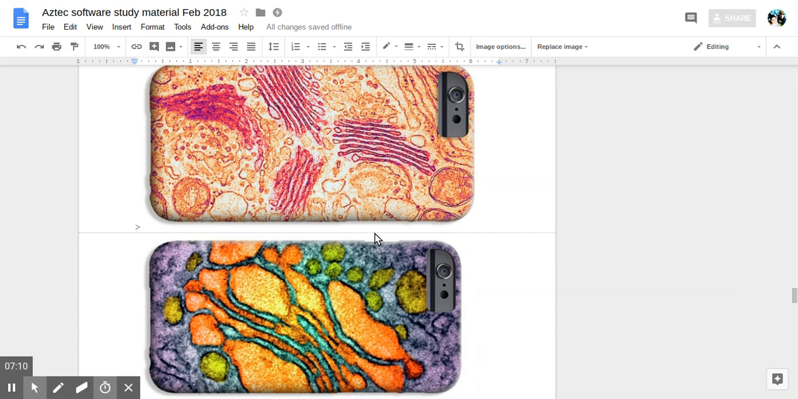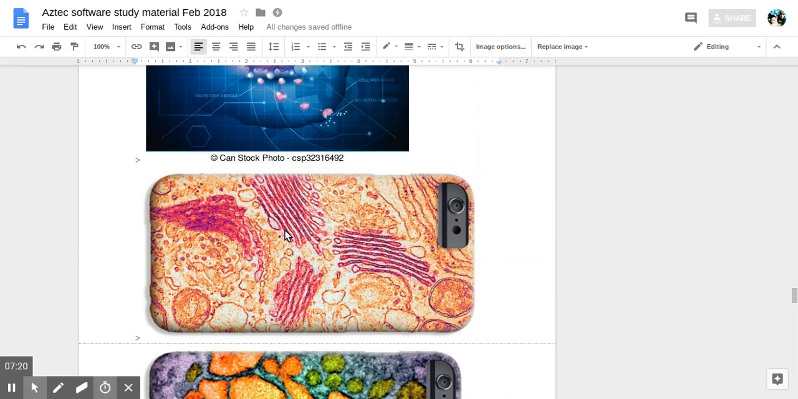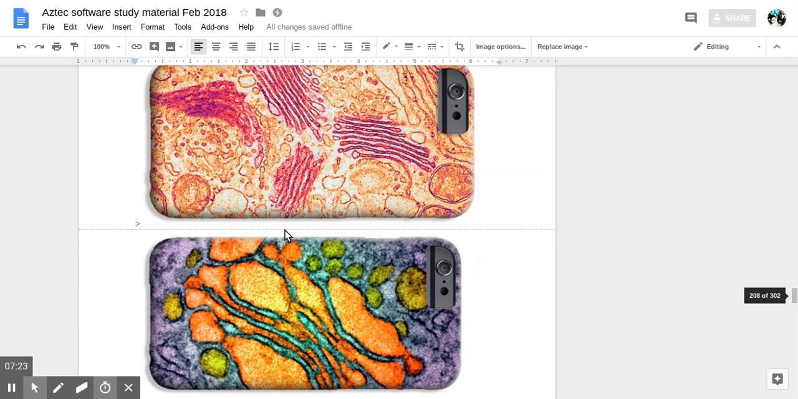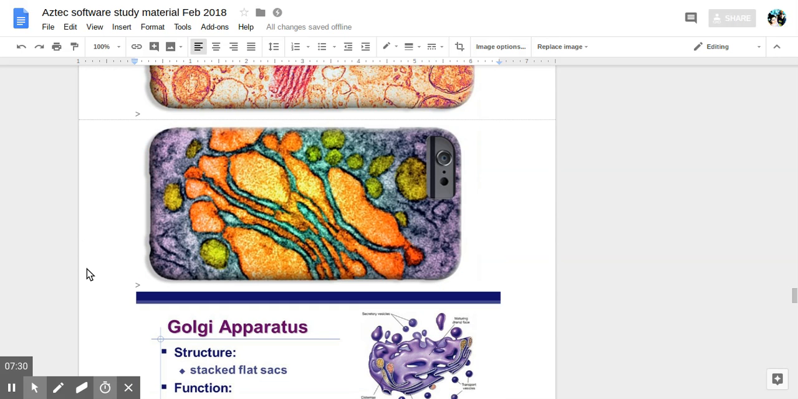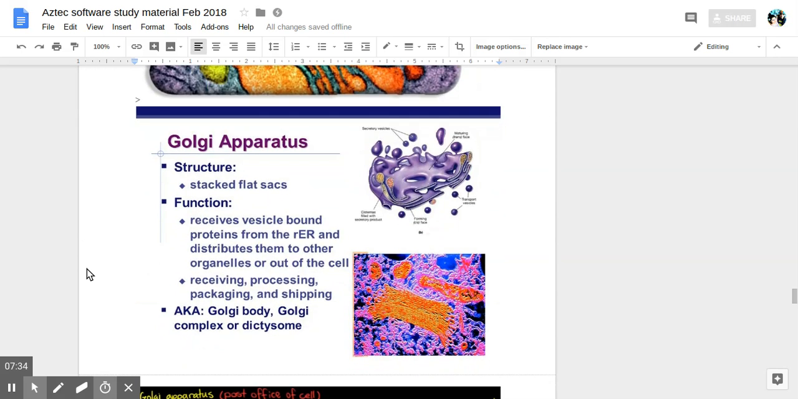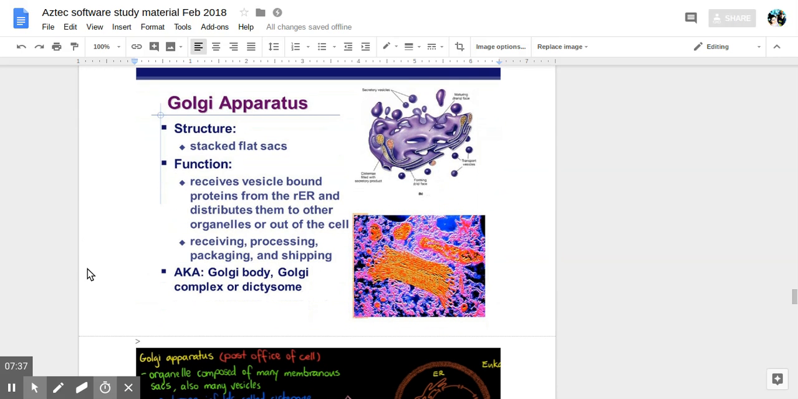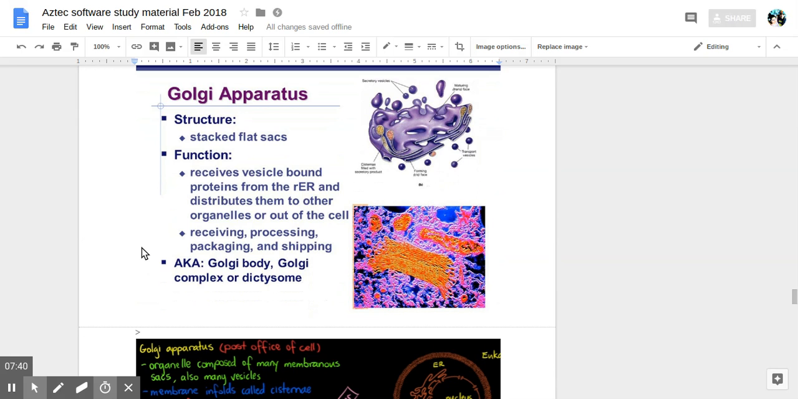So various tags can be either carbohydrate groups added, fatty acids added, phosphorylation. So various modifications of molecules occur in the Golgi in order to mark them for the specific locations that they're transported to. So the Golgi again is stacks of flat sacs, receives vesicle-bound proteins from the RER, the rough endoplasmic reticulum, distributes them to other organelles or out of the cell. It is a receiving, processing, and packaging and shipping organelle.